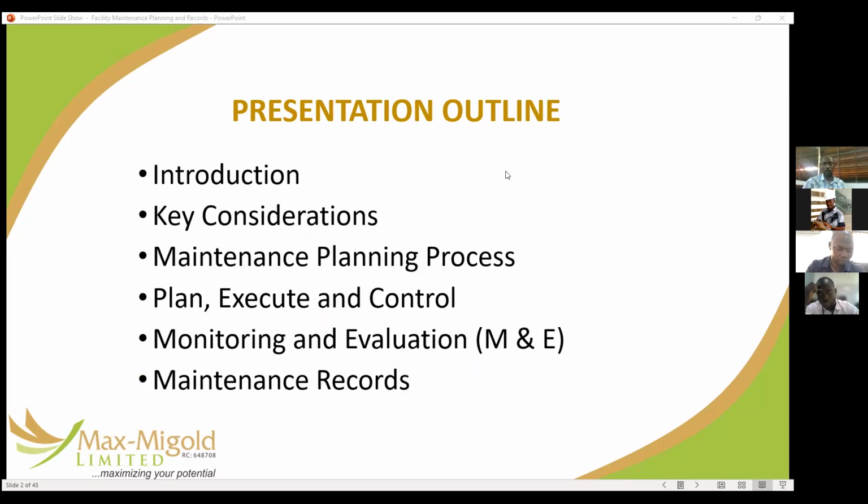Key considerations: what are the key factors you consider when you are talking about routine maintenance? Maintenance planning process, what are the processes it entails? Planning, execution, control, monitoring and evaluation, and maintenance record. These are areas we shall be dealing with. So these are more or less like subtopics under facility maintenance and recording.